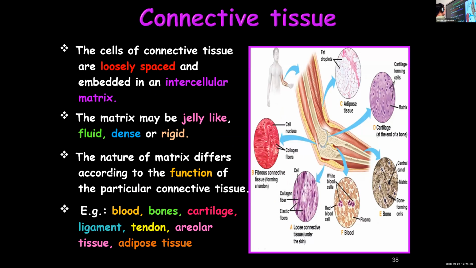Okay? Cells of connective tissue, loosely spaced. They have an intercellular matrix, and the matrix can be jelly-like, fluid, dense, rigid, etc. What decides the matrix? The function of the cells. The matrix depends upon the function these cells have to perform. Then, which are the different types? A few examples: blood, bone, cartilage, tendon, ligament, areolar tissue, and adipose tissue. Those terms which are not familiar, don't worry, we'll be learning about each one.